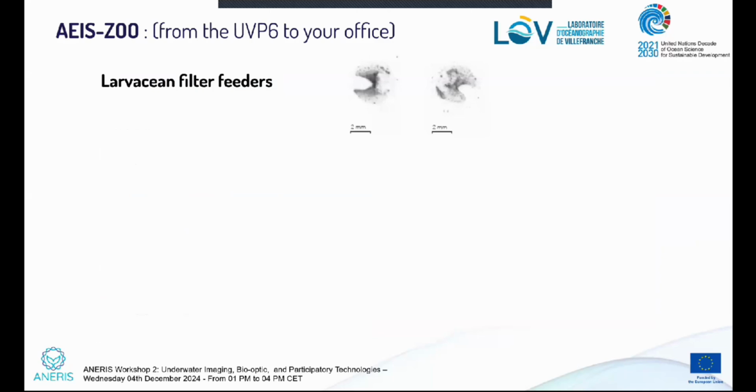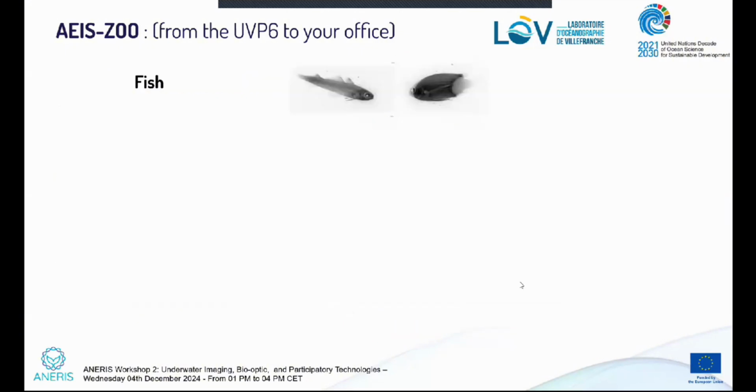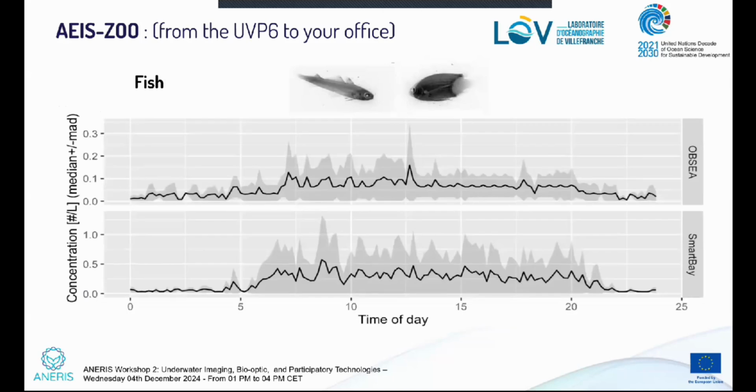Some results. Two categories of plankton, and this is really preliminary because the data acquisition is ongoing. But there is something we can see. On the top panel, you have the abundance of these filter feeders, the larvaceans, during one day. And you can see that there is a variation with a difference between night and day, while we don't see any variation in SmartBay. For the fishes, we also see that there is more activity during the day than during the night.